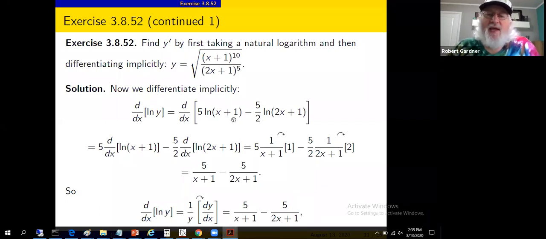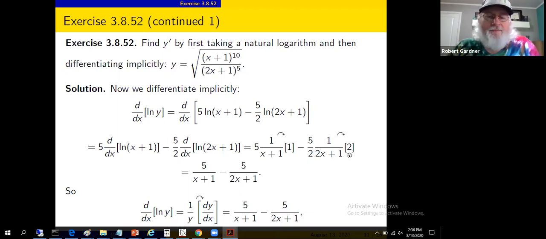Differentiate 5 times natural log of x plus 1. That'll be 5 times 1 over x plus 1, times the derivative of x plus 1, so the chain rule factor is just 1. Minus 5/2, differentiating this will be 1 over 2x plus 1 times the derivative of 2x plus 1, which is 2.